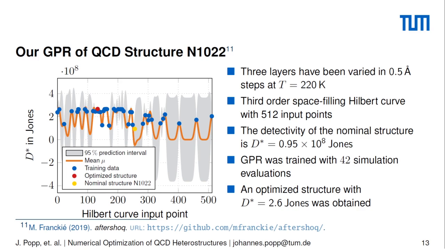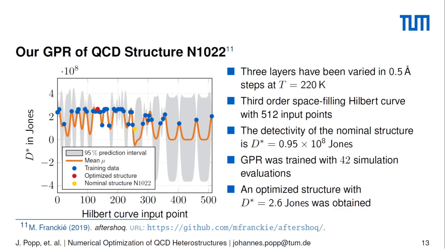We use the 3rd order space-filling Hilbert curve with 512 input points. The nominal structure shows a detectivity of around 1 × 10 to the power of 8 Jones. We trained our model with 42 simulation evaluations, and we can improve the detectivity by a factor of around 2.6. So there you should also include 10 to the power of 8.